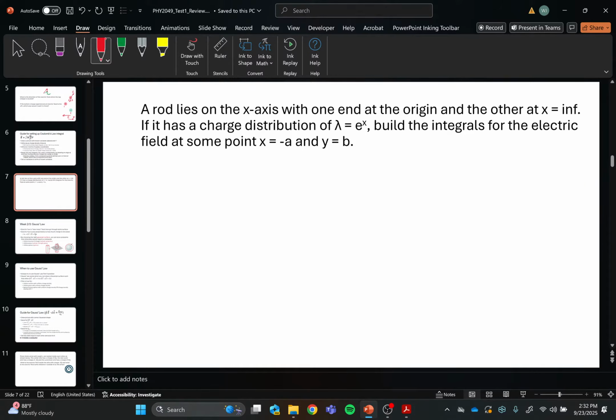And one thing you're going to want is a coordinate axis. The field would be somewhere here. To clarify, we're just trying to find the field at one point. That coordinate is negative a comma b, is where we're finding the field at.